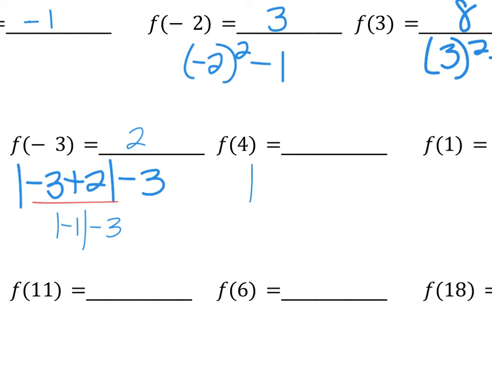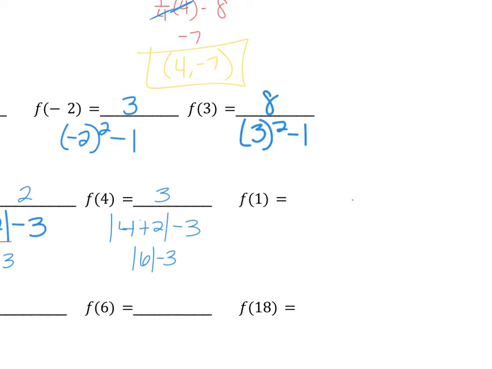So the next one, we've got the absolute value of 4 plus 2, minus 3. So 4 plus 2 would give you the absolute value of 6, minus 3 would just be 3. And then the last one, the absolute value of 1 plus 2, minus 3. That's the absolute value of 3, minus 3, which would just be 0.